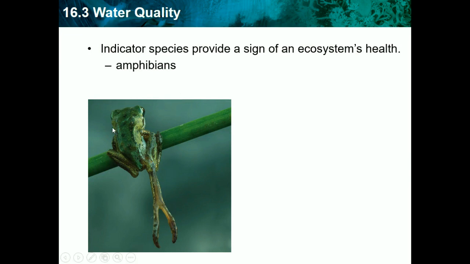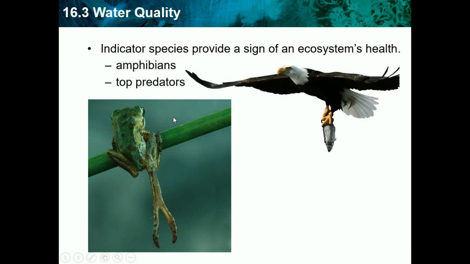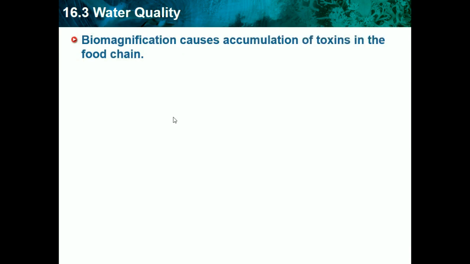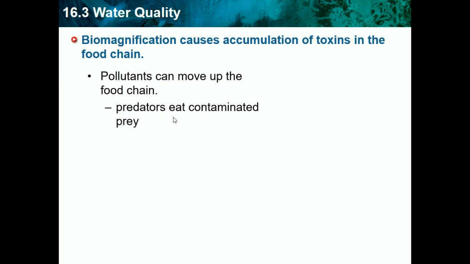As we can see, this frog has a very bad mutation due to pollution. And top predators, because they're like the top of the pyramids. Biomagnification causes accumulation of toxins in the food chain. Toxins in the food chain are very harmful, especially if they start at lower levels, because the pollution gets higher at the top of the food chain. Pollutants can move up the food chain.